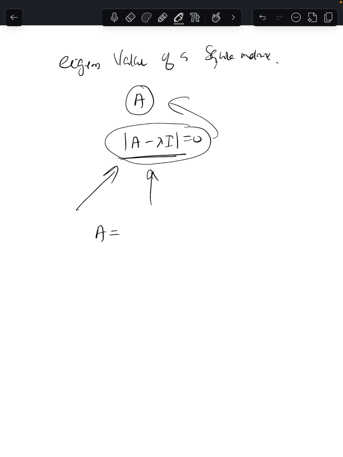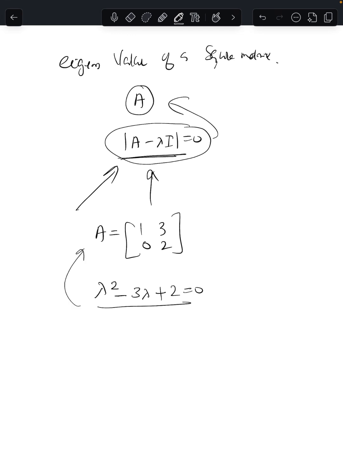For example, we have a matrix A equal to [1, 3; 0, 2]. Then we know how to find its characteristic equation. In the last video, I discussed two methods to find the characteristic equation. In the shortcut method, since it is a 2 by 2 square matrix, the equation is lambda square minus the sum of diagonal entries, that is 3 lambda, plus the determinant of the given matrix, which is 2, equal to 0.